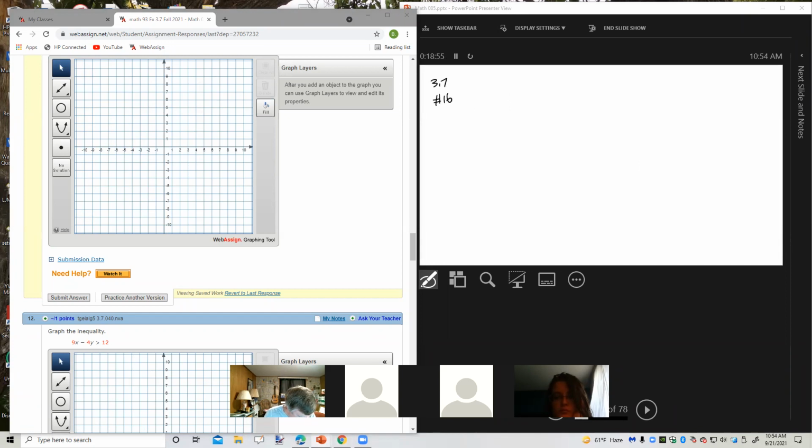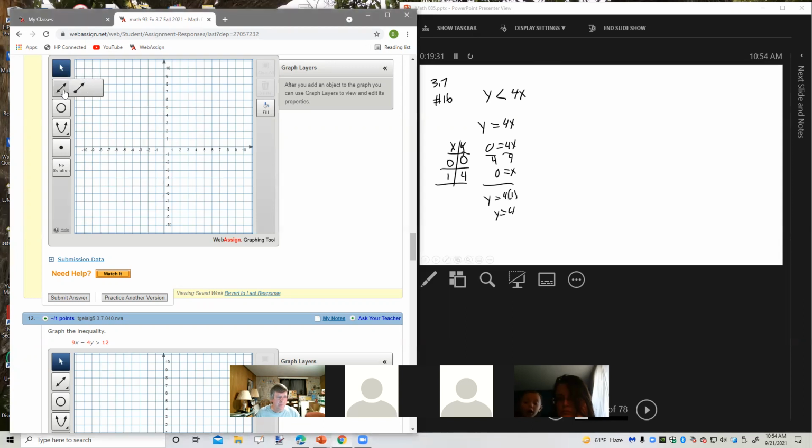3.7, number 16, y is less than 4x. So I'm going to look at y equals 4x. If y is 0, 0 equals 4x, divide by 4, x equals 0. So again, I can't use the x and y intercepts both because I'll get the same ordered pair (0, 0). How about if we let x equal 1? y equals 4 times 1, y equals 4. So over here, (0, 0), (1, 4). This does not include the equal sign, so it's going to be a dashed line.